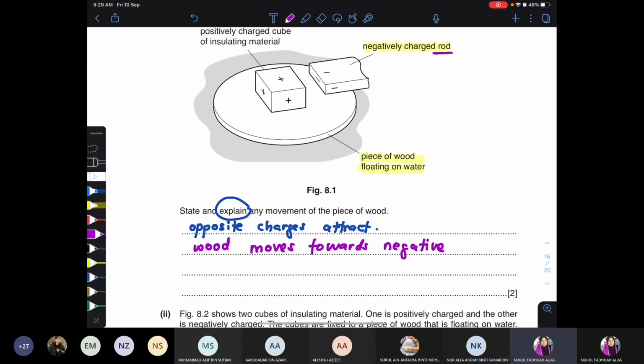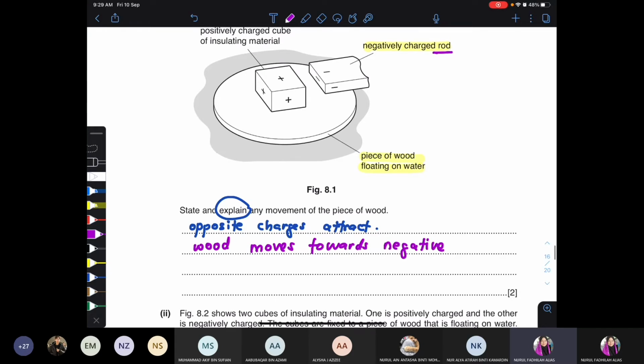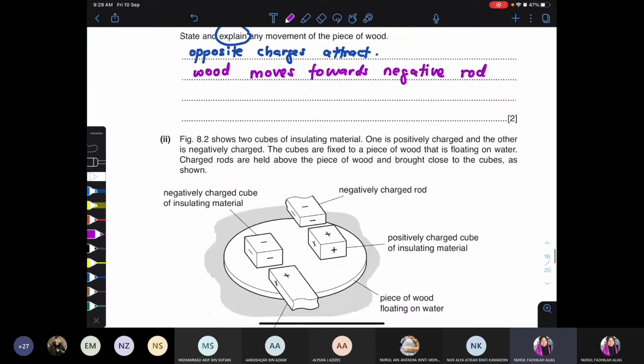Mention it. Okay, rod is fine too. We have only one rod, so it's okay if you write towards the rod. Or you can say the negative rod. Or you can simply write the piece of wood moves towards the right. Why? Because the piece of wood is holding this one, and that purple one is positive. So it is as if it also has a positive charge.